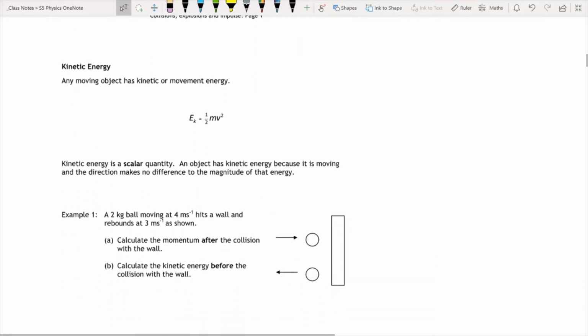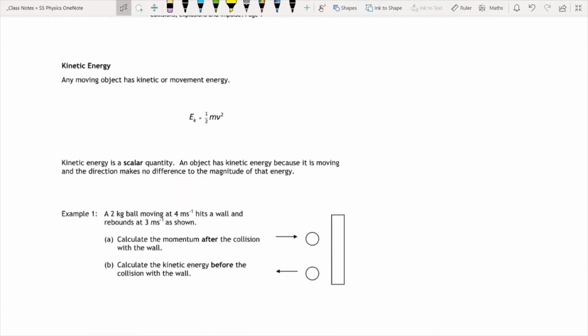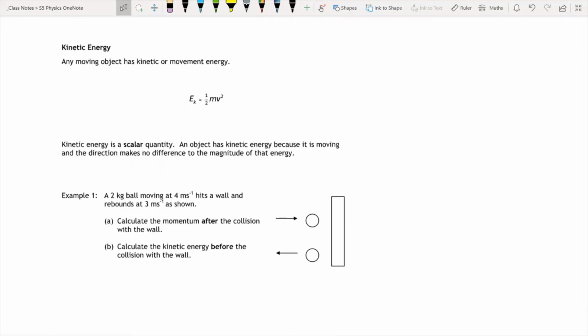A reminder about your kinetic energy. I'm not going to label all those values because you should know what they are. Kinetic energy in joules is half times mass in kilograms times speed squared, so meters per second squared. And it's an energy, so it's a scalar quantity. So an object has a kinetic energy because it's moving, but it doesn't matter which direction it's moving in, it's still got that movement energy. Okay, so it's just a scalar. So two equations, half mv squared is your kinetic energy, and your momentum is mass times velocity.